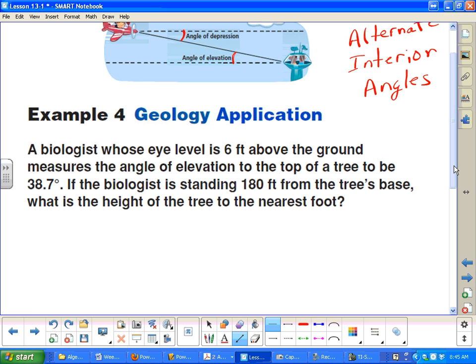So here we have a biologist whose eye level is 6 feet above the ground, measures the angle of elevation to the top of a tree to be 38.7 degrees. If the biologist is standing 180 feet from the tree's base, what's the height of the tree to the nearest foot?